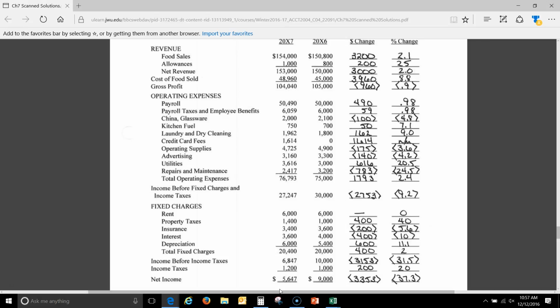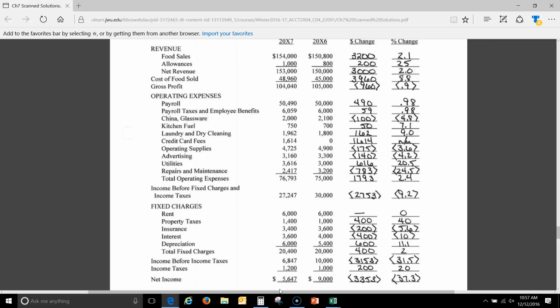So the other thing is then we have to show any increases from last year to this year as positives, any decreases from last year to this year as negatives.